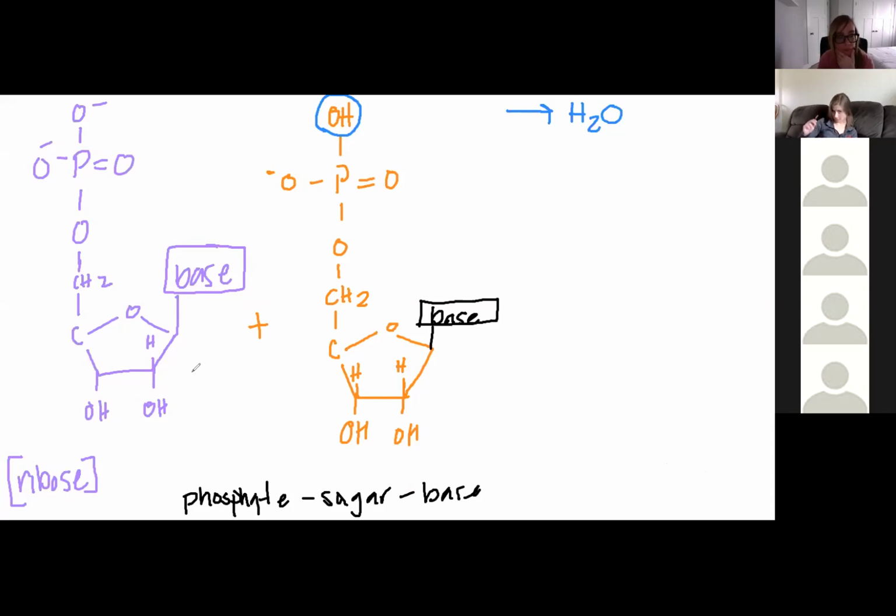The OH on the... which OH? The third? This part? The OH on the 3'. So is it this one, or is it this one? This one? Yeah, okay, perfect. Why? Because 5' to 3'. Correct. Okay. 5' to 3' building is the only direction, so that's why we only look at these two.